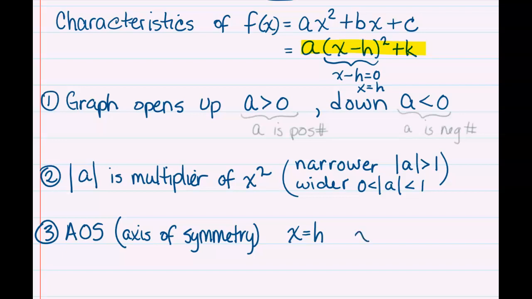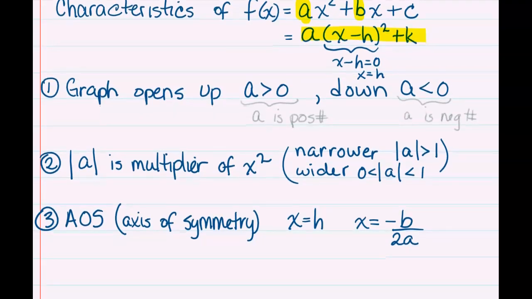Or you don't have to have it in vertex form, and you can find it to be the negative b over 2a. And the negative b, it's this b that we're talking about, and this a, so the negative b over 2a. And you can always find that. Or you can stick it into vertex form, and then you know what to do in terms of finding h and k.